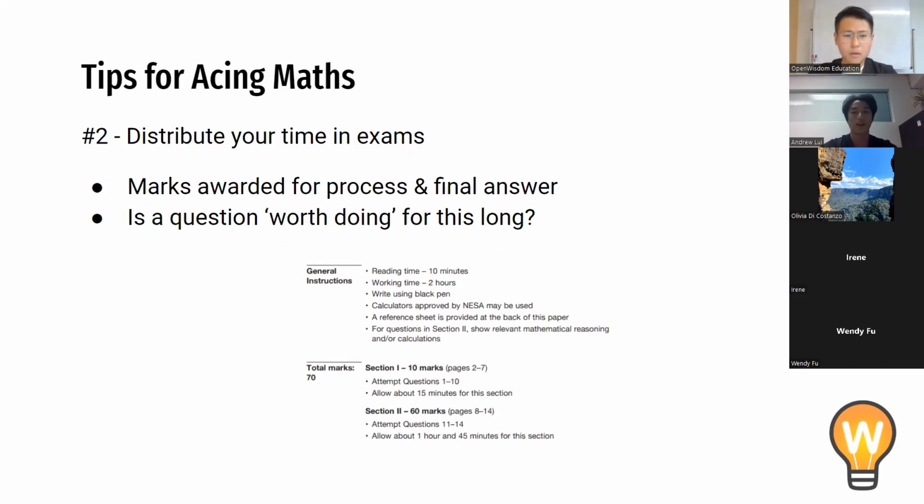Second tip, distributing your time in exams. A lot of problems which I still see with some of my preliminary students is that they just don't finish the exam on time. You are capable of doing it. You just need to space out your time. They're awarded for both the process and the final answer. If you see yourself on a question for too long, ask yourself, is it worth taking this long? If not, I recommend you mark it and then you go back to it later.